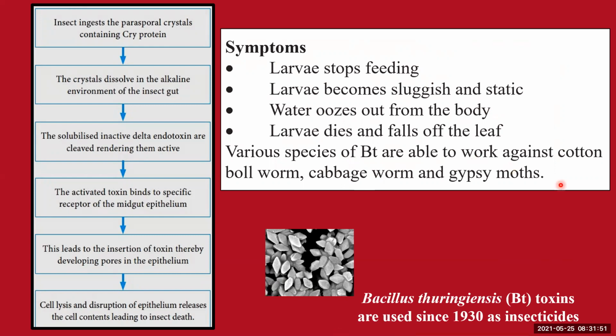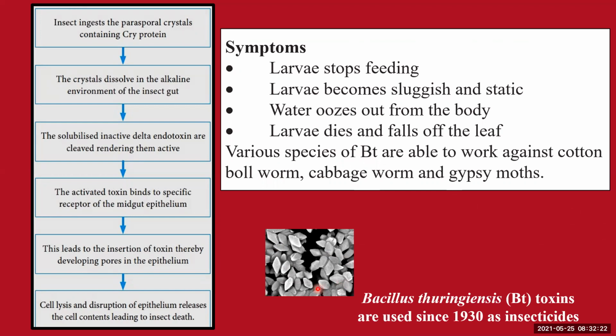Various species of Bacillus thuringiensis are able to work against the cotton bollworm, which bores the boll and causes economic loss, because when the Lepidopteran larvae bore the cotton boll, the cotton thread is broken. You can say the cotton thread gets broken from between, and we do not get good quality cotton, and hence it causes huge economic losses. Then cabbage worm and gypsy moth are also controlled by various species of Bt.